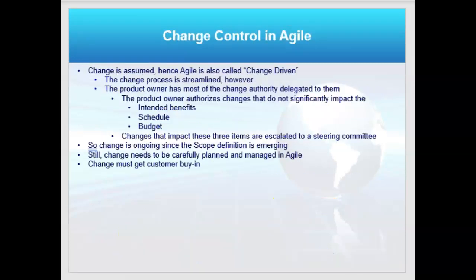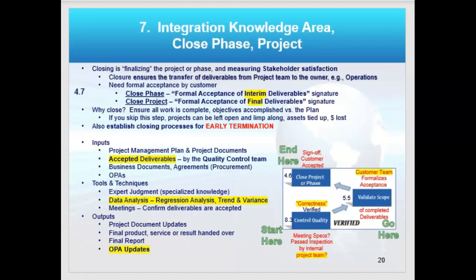Okay? Now, change in Agile is a little different. It happens every day, every morning at a stand-up meeting. Agile's nickname is change-driven. So it's very streamlined, right? And the product owner is normally responsible for changes, the change decision, unless the change involves a change to intended benefits, schedule, or budget. Otherwise, the product owner is the decision maker.